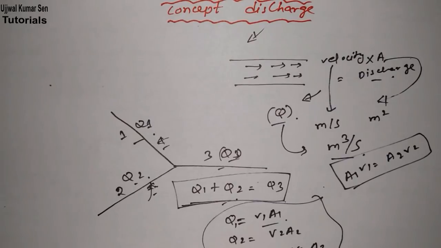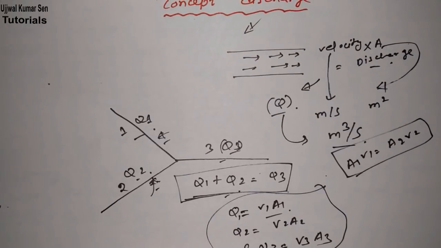Okay, now most important, we need to also understand the continuity equation, that is A1 V1 is equal to A2 V2, but that is valid only for incompressible fluid. So this is all about the concept of discharge. I hope you understand a new concept and you can solve this type of problem in the upcoming competitive examination.